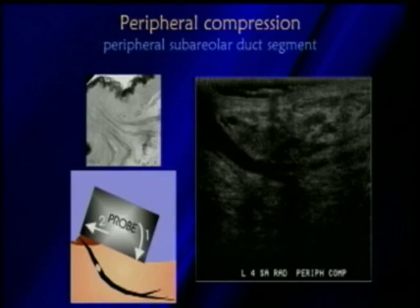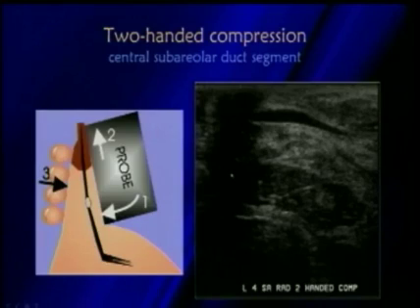Now doing a peripheral compression, what we do is take the transducer and just push on the side of the nipple, lay the nipple down. You can see we're seeing a little bit more of the ductal ectasia, but we actually are still getting shadowing directly behind the nipple.